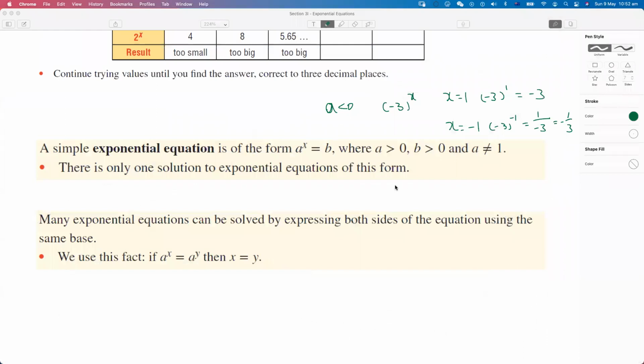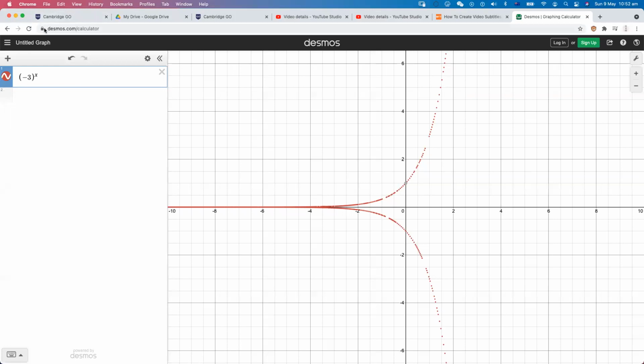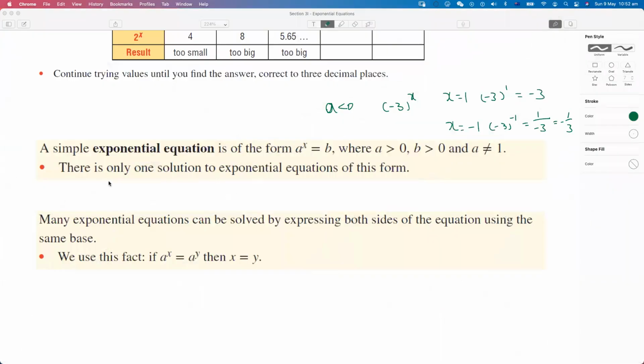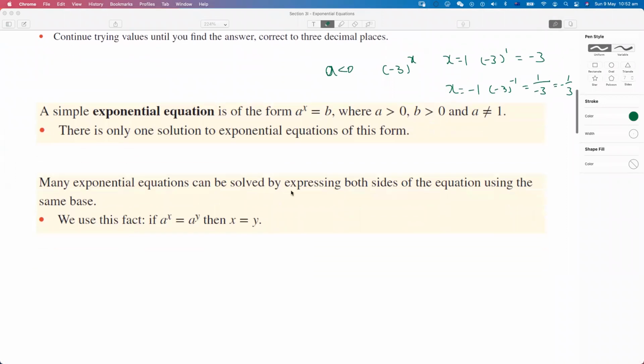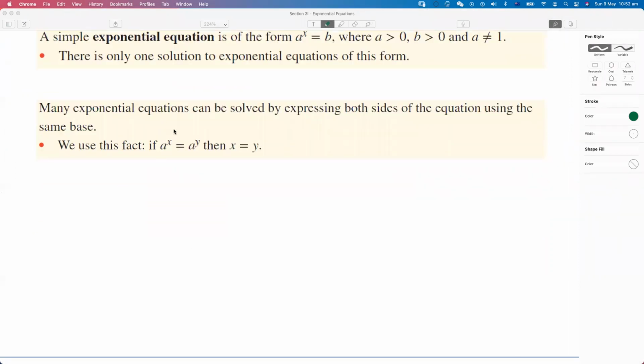So be careful to remember that an exponential equation has to satisfy both a and b being greater than 0. Otherwise, you will get a weird graph like before, and that's not exponential. There's only one solution to an exponential equation of this form. Many exponential equations can be solved by expressing both sides of the equation using the same base. That is, a to the power of x is equal to a to the power of y, and we can equate the indices, so x has to be equal to y.